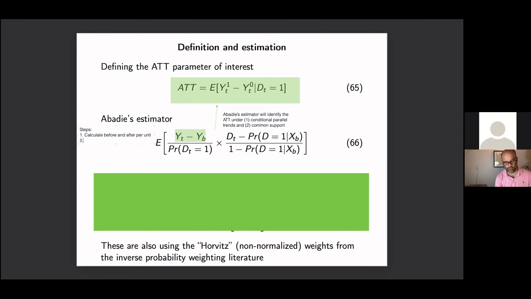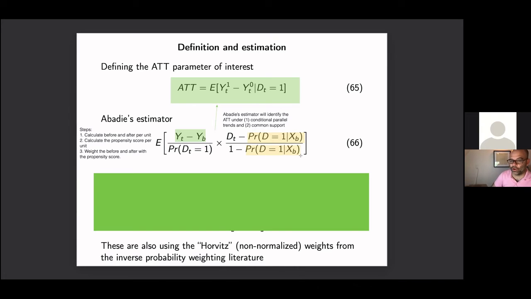Two, calculate the propensity score per unit. Three, weight the before and after with the propensity score, right? So let's look at the propensity score. There it is. Okay, so that's the propensity score. We're going to estimate that with data. That's the true propensity score, and we're going to estimate it with sample averages.